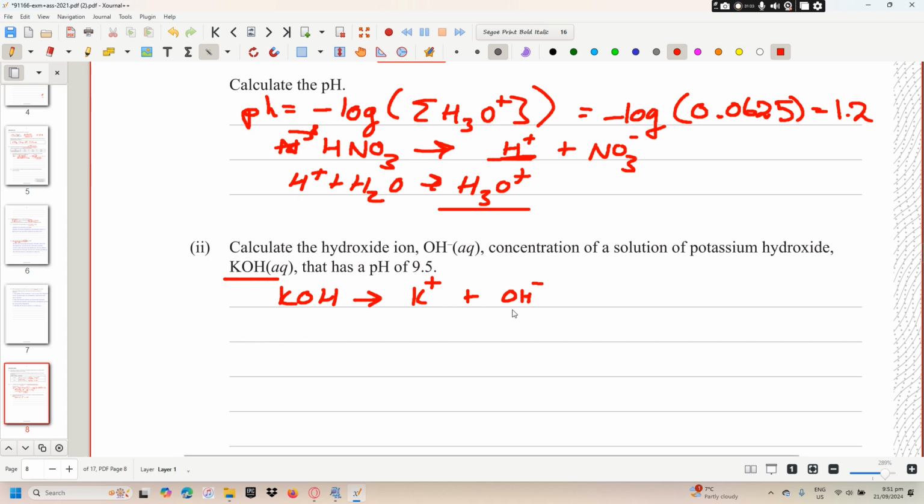So what we've got to think here is, if the pH is 9.5, well, what do we know? We know pH is negative log of hydronium. Well, that's not overly useful right now, but we can solve for hydronium.